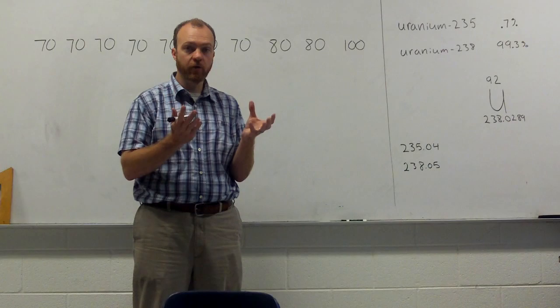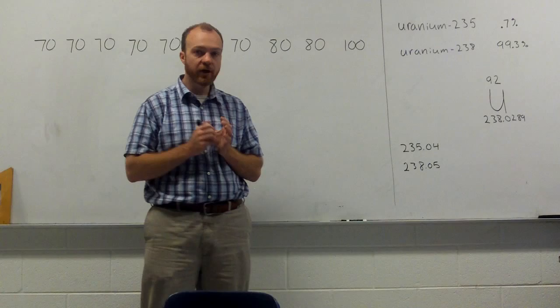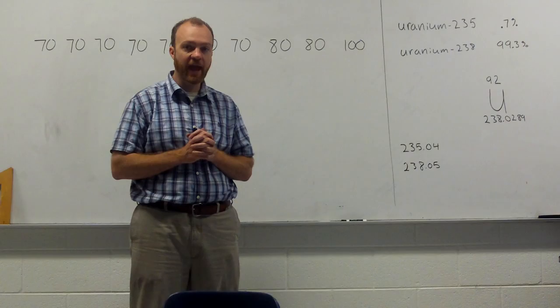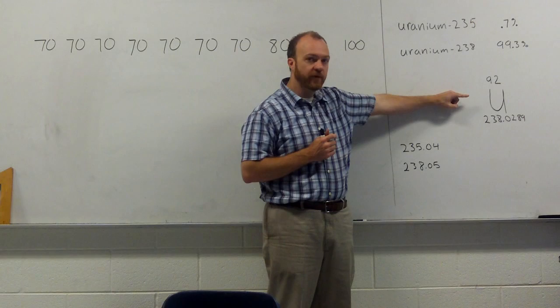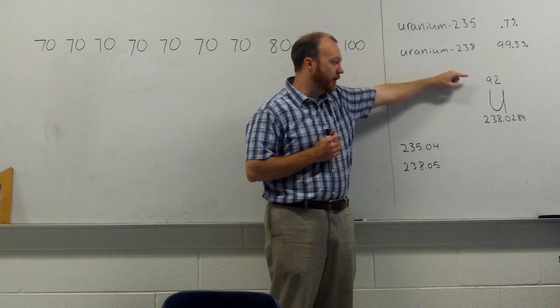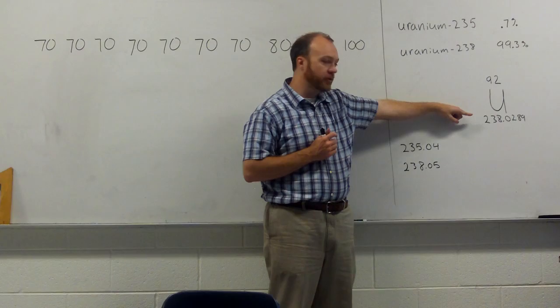However, when you look at your periodic table, you will not see that atomic mass number. What you see instead is the average atomic mass. So look at this symbol for uranium. You would find this on your periodic table. The atomic number is 92. It has 92 protons. And the average mass of a uranium atom is 238.0289.